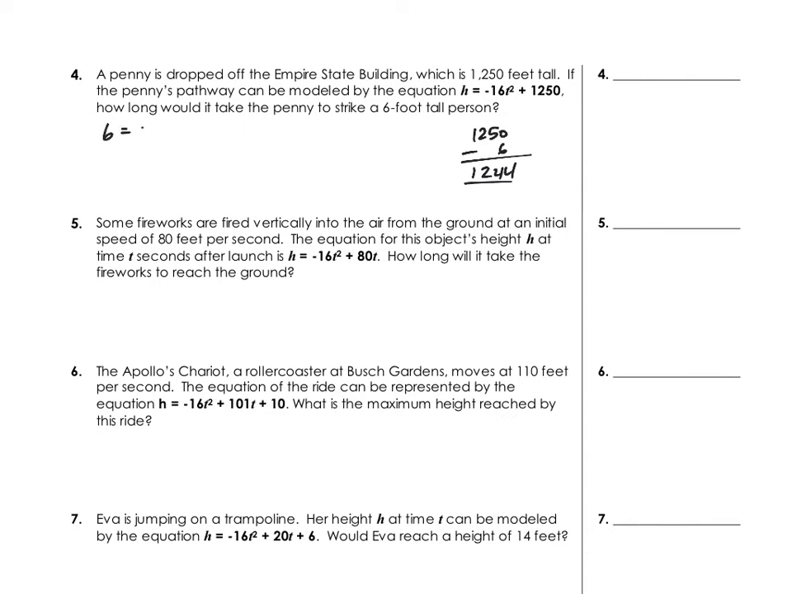6 equals negative 16t squared plus 1250. Subtract 6 from both sides, and we get negative 16t squared plus 1244. That's what we need the height to be, okay? Because it doesn't have to go all the way to the ground anymore. Now, there's no b term, so that's a clue that we can solve this by taking the square root, okay?